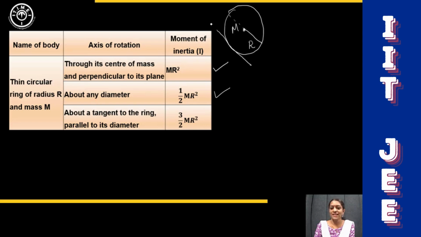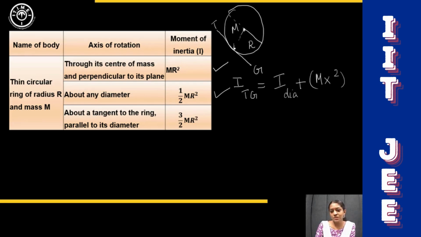See, this is a tangential axis parallel to the diameter of the ring. Let us name the axis as TG. If you want to find the moment of inertia of this ring about the axis TG, then according to parallel axis theorem, this is the sum of moment of inertia of the ring about the diameter axis, because TG is parallel to the diameter axis, right? Yes. And the next term is the product of mass of the ring and square of distance between the two axes. What's the distance between the two axes? Yes, that is the radius of the ring itself. So you will get here r square.